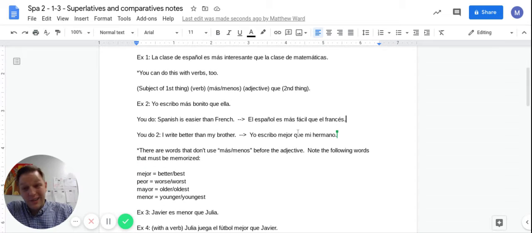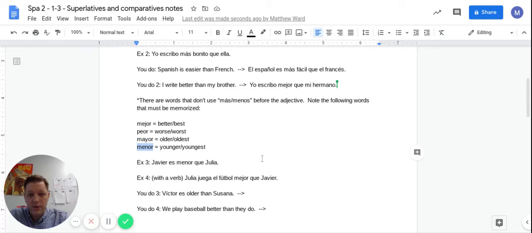Sorry, but there are four words that don't use más o menos in front. That's mejor for better or best, peor for worse or worst, mayor for older, oldest, and menor for younger, youngest. Okay, mayor, here's my clue on that. A mayor is kind of an old guy, right? So think of mayor as being older because it's an old dude. And you guys are minors, right? You're under 18, you're young. Think of menor, kind of looks like minor, so that will help with that one.